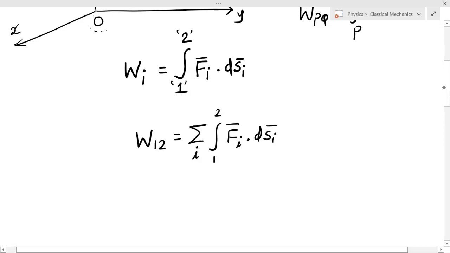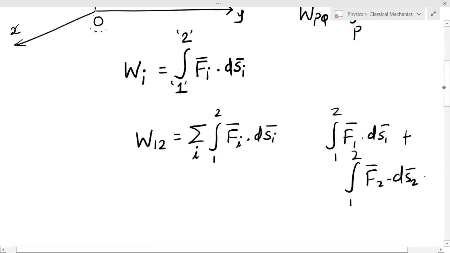Because if I expand it like this, suppose the integral from 1 to 2 of F1 bar dot ds1 bar plus the integral from 1 to 2 of F2 bar dot ds2 bar, you will say that the limits are same. That means the change in position is same. No, it is not actually that. Here you have to note down that this 1 and 2 limit is not indicating the position of this particle.